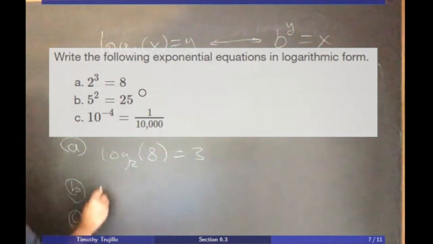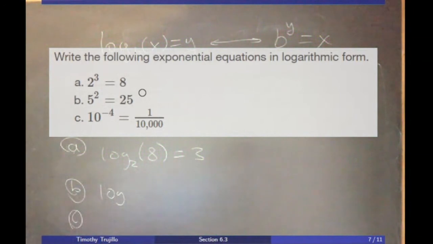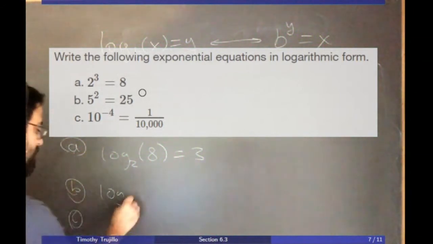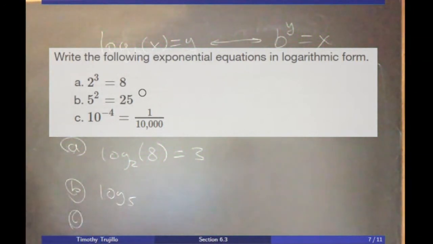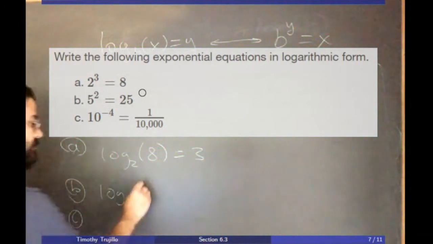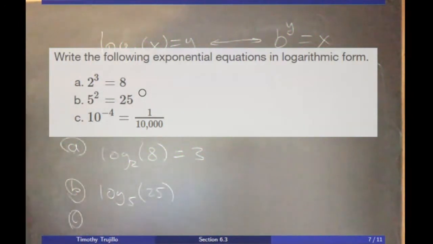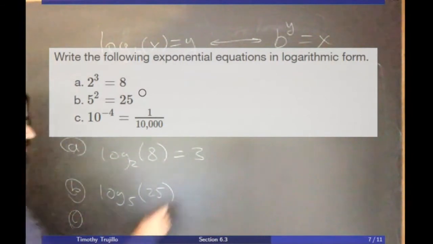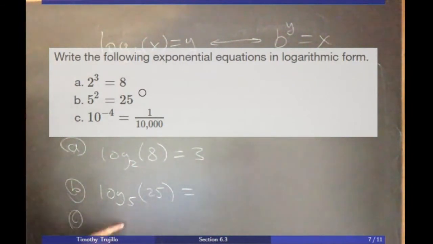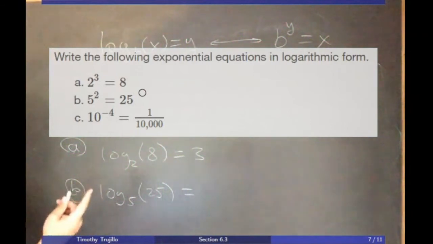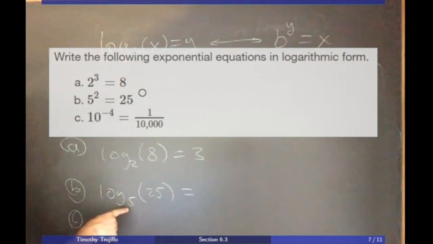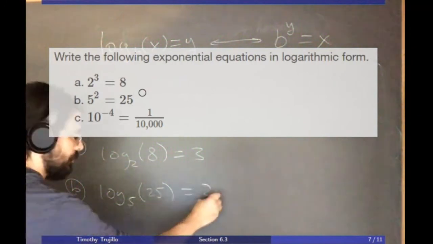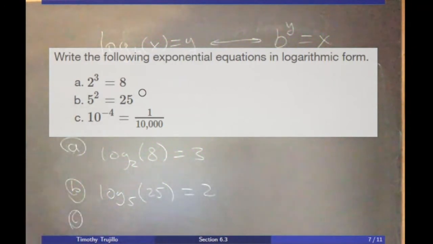Okay, and we've got this one here, which is a log base 5 because the base there is a 5. The output was 25, so that now becomes the input of our logarithmic function. And the output here, let's try to think about this even without looking at the equation. What do we need to raise 5 to a power of in order to get 25? Well, the answer is 2. So 5 to the power of 2 is equal to 25.